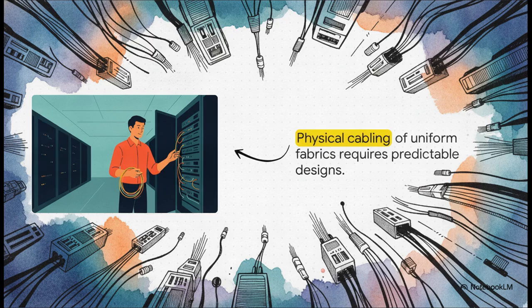Real network engineers have to physically cable these massive uniform fabrics. When you're running tens of thousands of optical connections, having a modular, predictable design isn't just about bandwidth. It's an absolute operational lifesaver. It ensures that the physical installation follows a strict, uniform blueprint, which drastically reduces human error out on the data center floor.